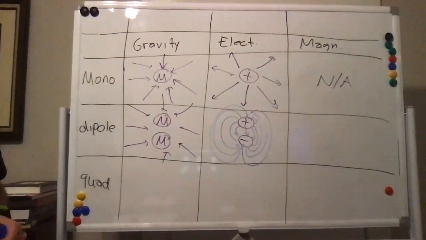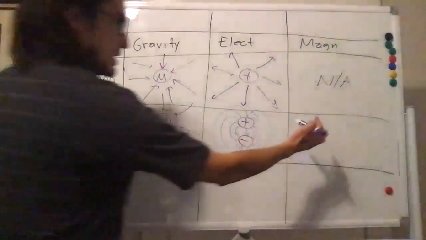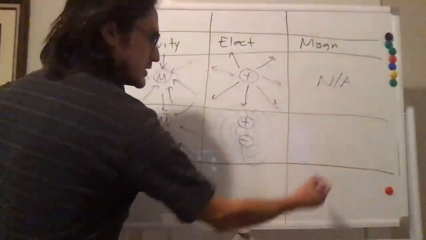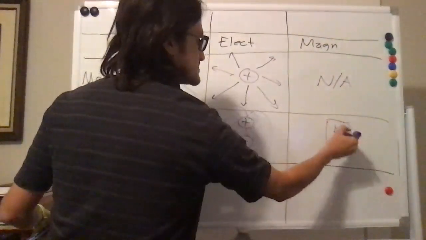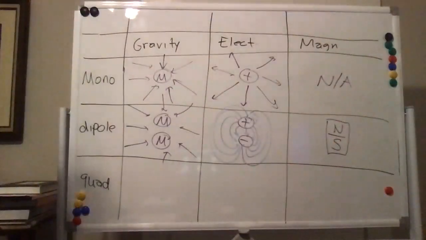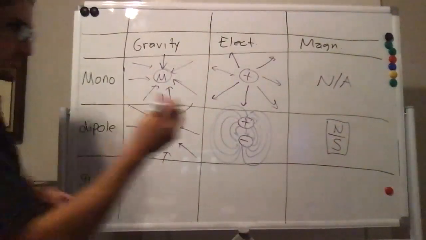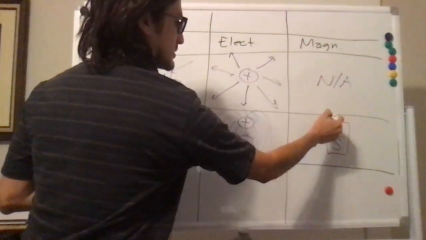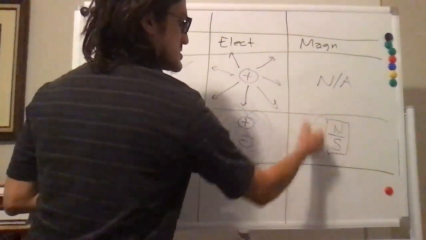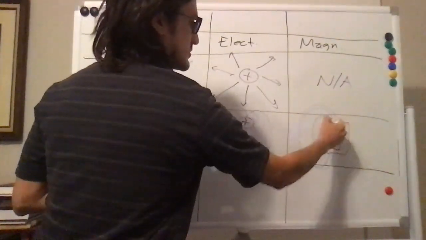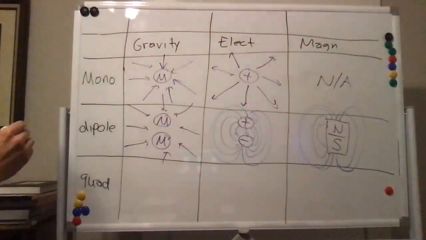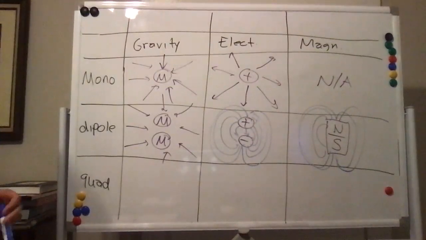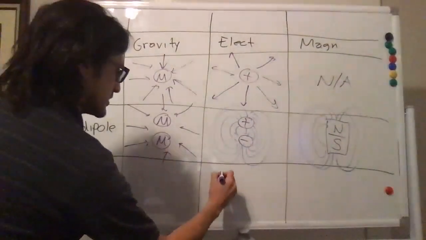And what about the magnetic one? It looks pretty similar to the electric one, right? So like flowing. So how will this one look?